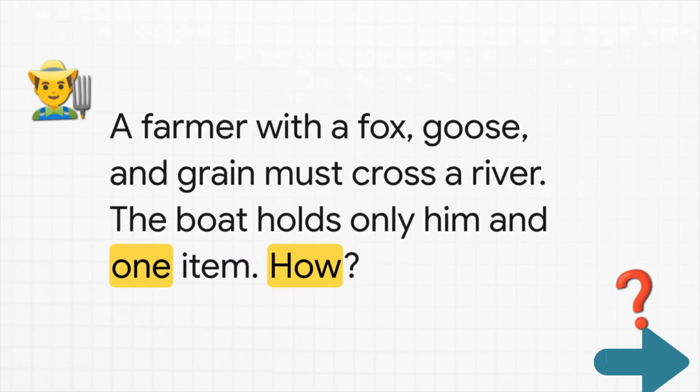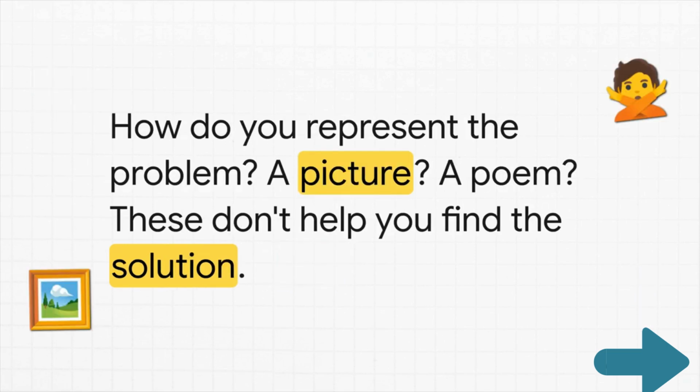All right, here's another classic you've probably heard before. The farmer, the fox, the goose, and the grain riddle. You know the deal. You can't leave the fox with the goose, and you can't leave the goose with the grain. So, how do you get everyone safely across the river? Now, think about how you might represent this problem. You could draw a picture. You could write a poem about the farmer's tough day. But none of those things actually help you find the solution, right? They don't make the rules of the problem clear at all.